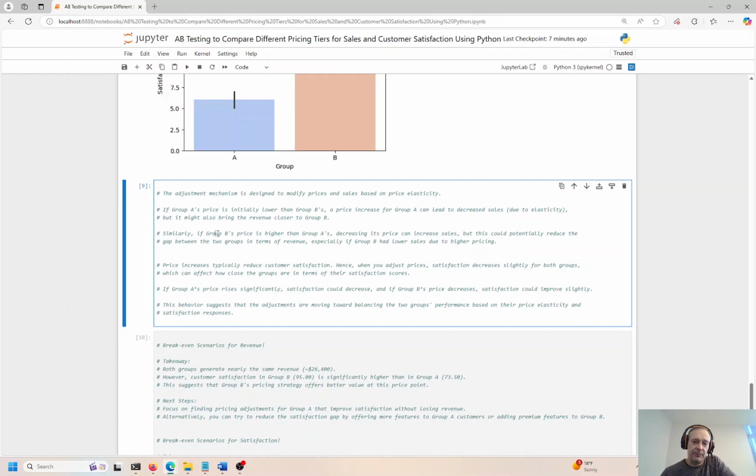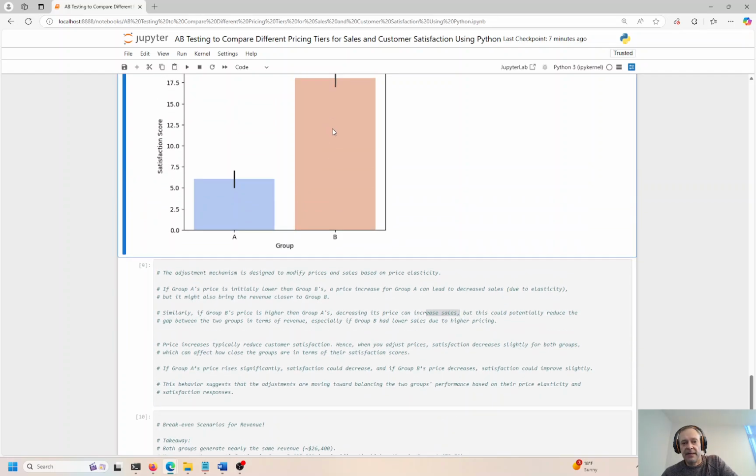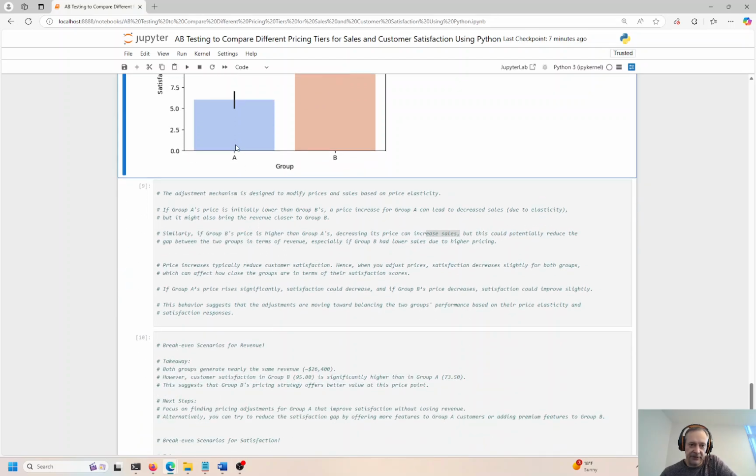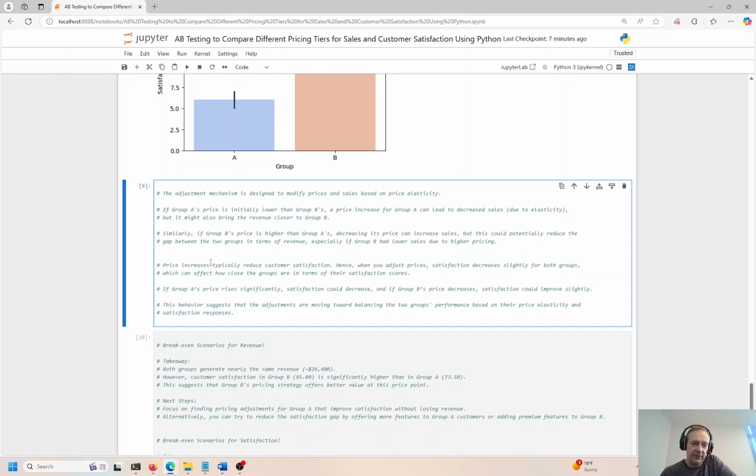So if Group B's prices are higher than Group A's, a decrease in its price can lead to increased sales, right? So a decrease in price of B can cause more products to be sold in category B. An increase in the price in A could cause fewer products to be sold in category A, right? So if category A is inelastic and B is elastic, that's exactly the outcome that we would expect. So price increases typically reduce customer satisfaction. That's pretty much given, right? That's pretty intuitive. So you can adjust prices and satisfaction decreases slightly for both groups.